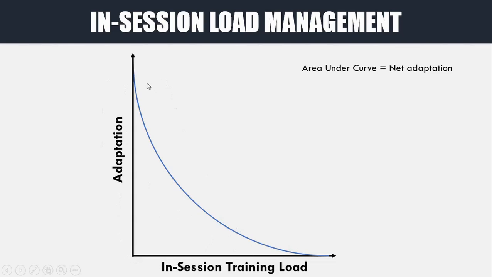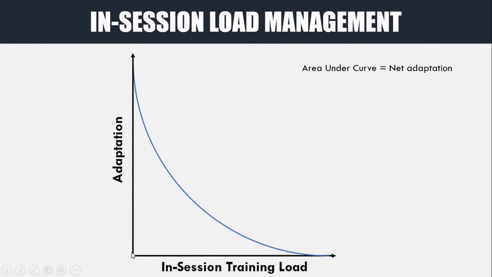So this is a theoretical graph. On the vertical axis, we have adaptation, and on the horizontal axis, we have in-session training load. And the area under this curve equals the net adaptation that we get from training. So we can see even if we do a really small amount of training, as long as we do something, then we get a good response from that small amount of training load. And the greater the training load is, the less of a net response and adaptation we get.